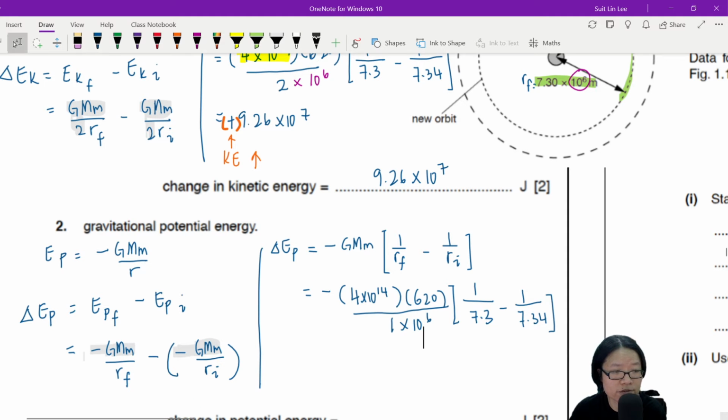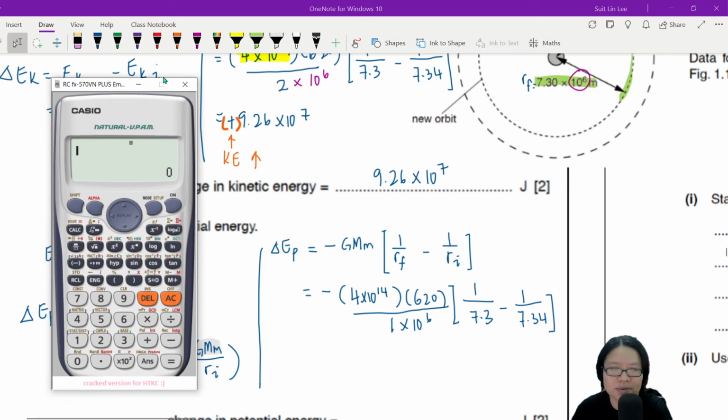So now, if your calculator hasn't crashed, because you use a digital version. You pull your calculator. I mean, just now you press already. You don't have to press again. But never mind, I press. Okay, so do I have a negative? Okay, I'll put a negative here for you. Okay, 4 times 14 times 620. Okay, divided by 1 times 10 to the power of 6.